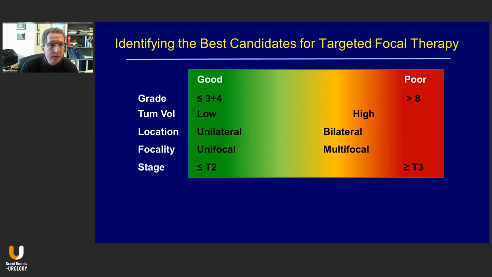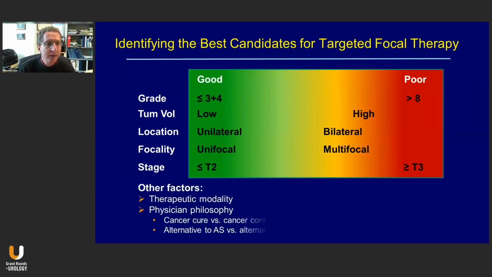Tumor volume should be low. It's best if it's unilateral, but bilateral tumor can also be managed this way, as we'll see. Focality, it's best to be unifocal, but again, multifocal tumors can be handled in certain circumstances, and the stage should be organ confined. But there are other factors that go into picking patients for focal therapy.